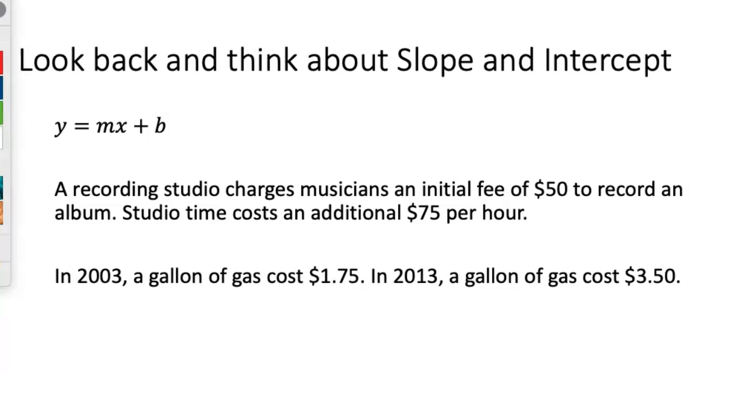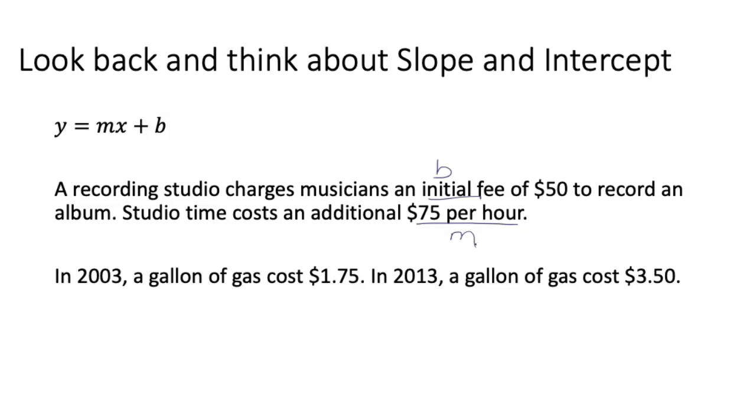Okay, before we get started on standard form today, I want to take a quick look back and think about slope and intercept. So you know that y equals mx plus b is slope-intercept form, right? In our first video this week, we talked about examples that had all of that information already in them. So hopefully you remember a recording studio charges musicians an initial fee, that's B, right? That's our beginning. To record an album, the studio time cost an additional $75 per hour. Well, that's a rate, so there's M.